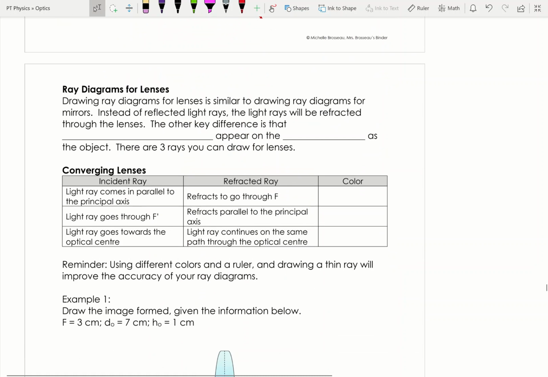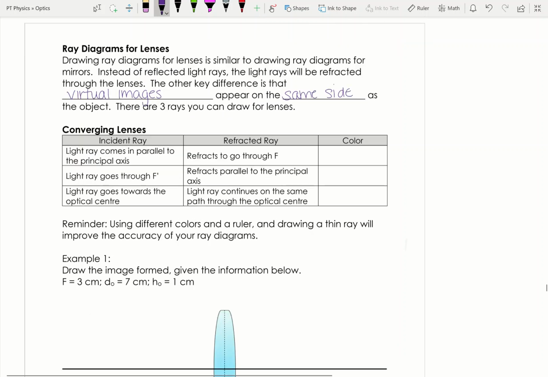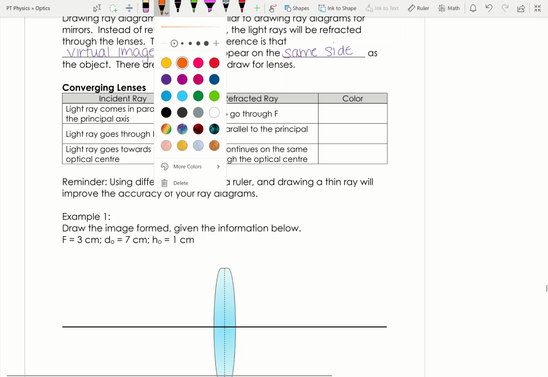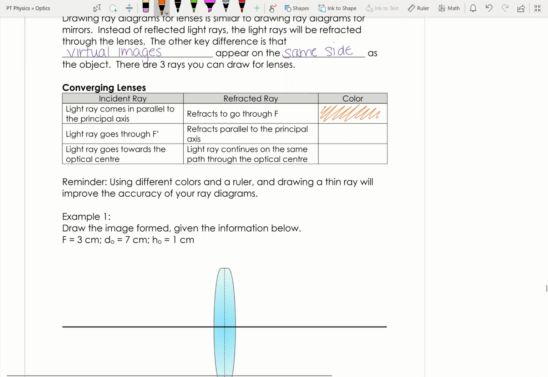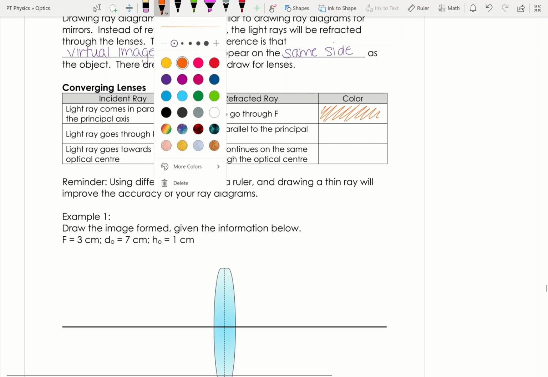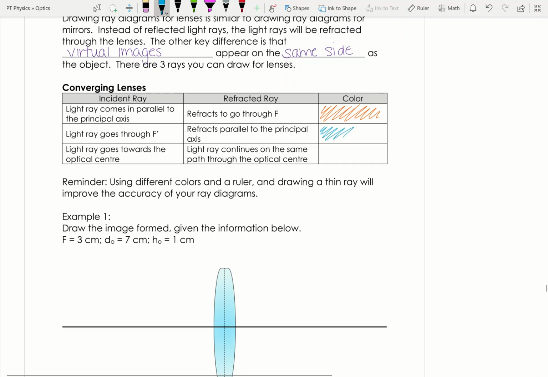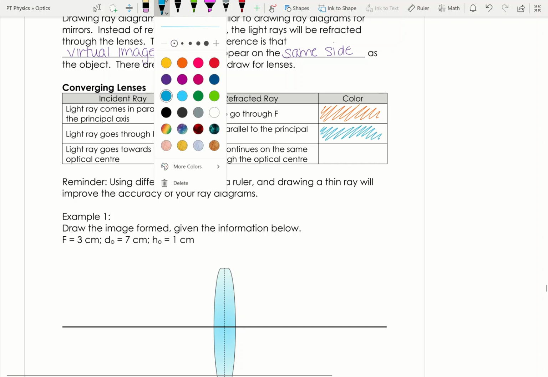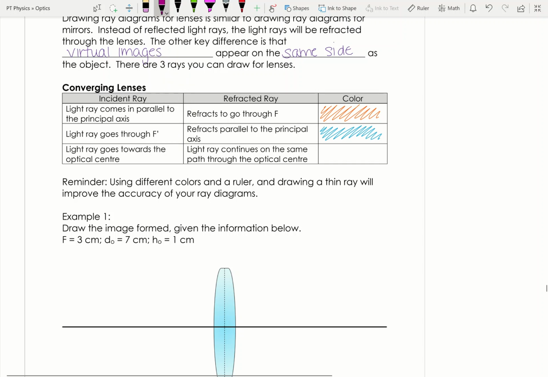So drawing ray diagrams for lenses is similar to mirrors, but instead of reflected rays, they're going to be refracted. The other key difference is that virtual images appear on the same side as the object. And there are only 3 rays. Ray 1 on my notes is going to be orange. It's going to come in parallel to the principal axis and refract to go through F. Now we are talking about converging lenses here, not diverging yet. My second ray is going to be blue, and this goes through F prime and refracts parallel. And then finally, the third just goes through the optical center.